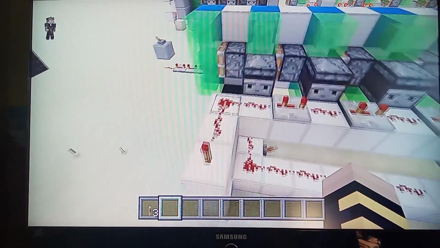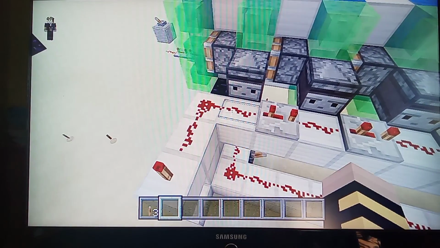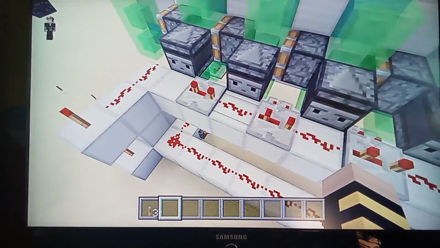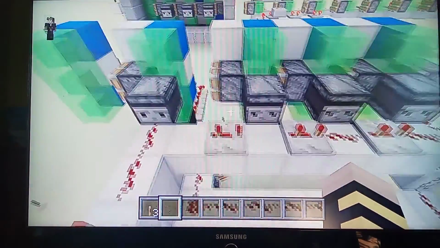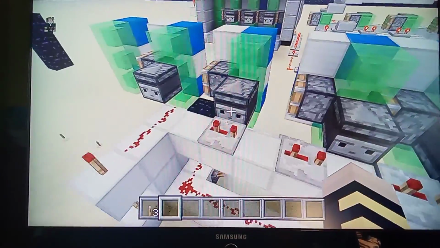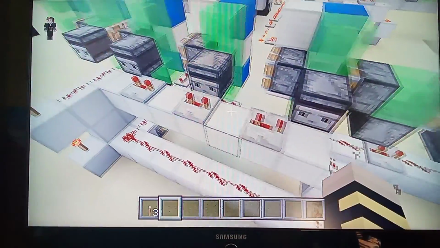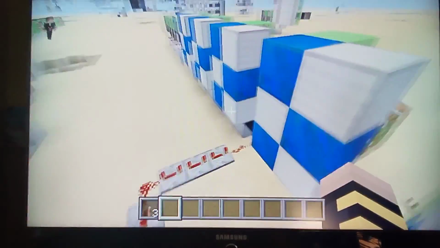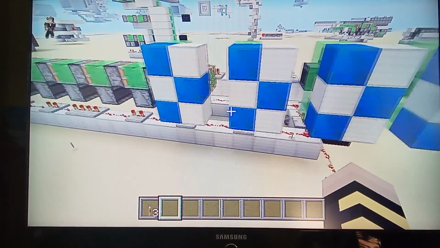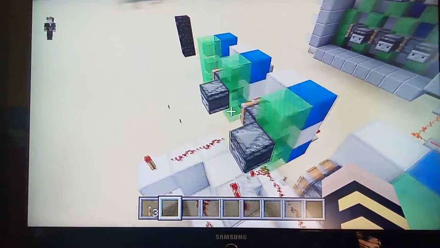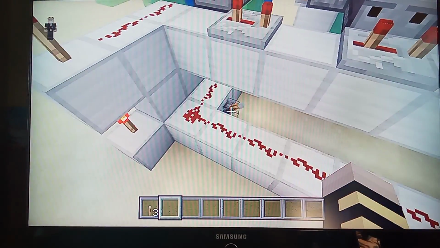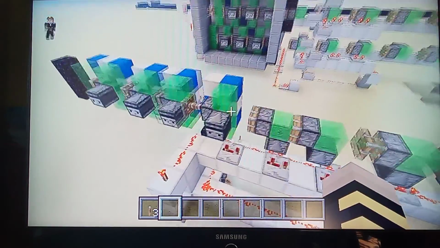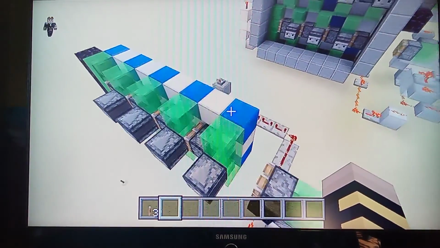So what we do is we activate this line, and what happens is that this observer gets updated, then this observer gets updated, then this observer gets updated, and then this one gets updated. And as you can see, the door now got split into multiple segments. And then, of course, the piston extender fires, pushing the segmented door into place.